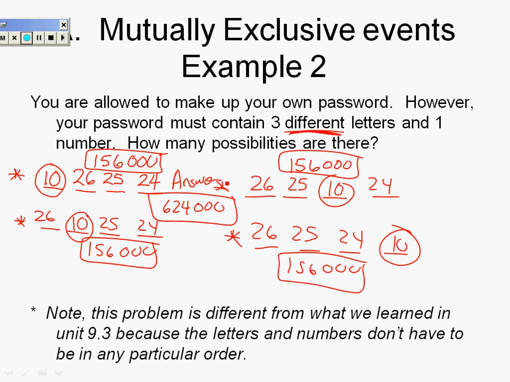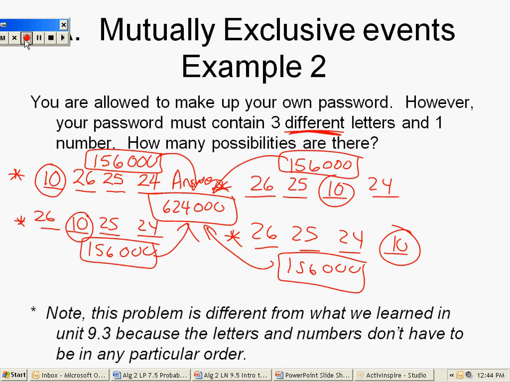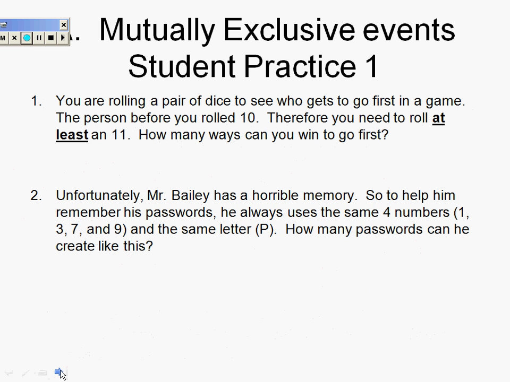Wait, how did you get 1, 5, 6, 0? 2, 1. So here's 2 problems for you.